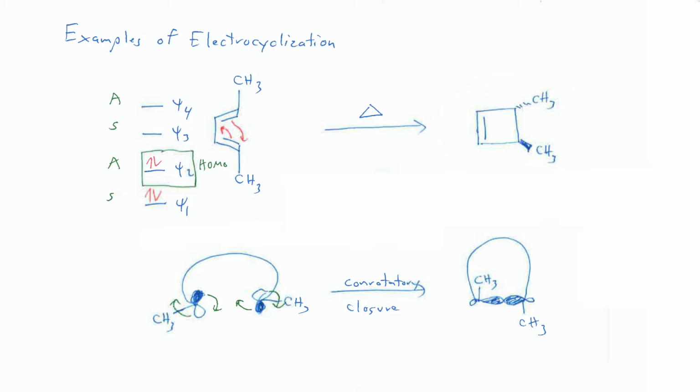In order to figure out the stereochemical relationship of those two substituents, we have to determine whether that new sigma bond forms via a conrotatory or disrotatory closure. And to do that, we have to look at the frontier molecular orbitals in this system. In this molecule, there are 4 atoms involved in the pi system, each one contributing a p orbital to give us 4 pi molecular orbitals.